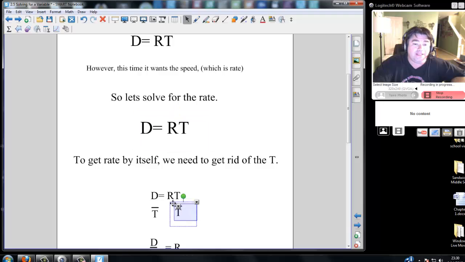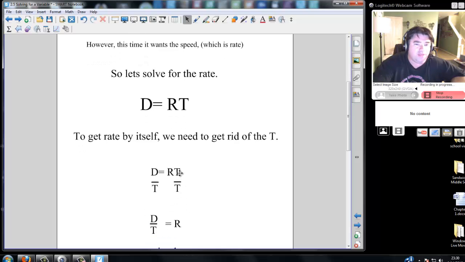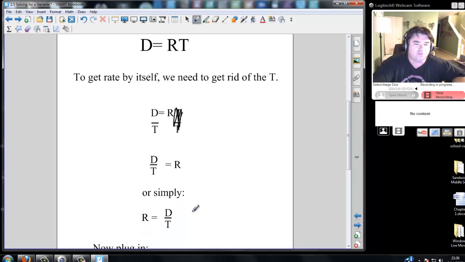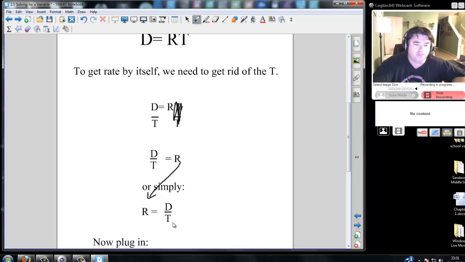Therefore, we'll divide by T. But if you divide by T on one side, we have to divide it on the other, because you have to have balance in an equation. Remember that when you have a times something and divide, it goes away, leaving the R. Over here, you still have the over T, which is fine. So D over T equals R. Or to simplify, R equals D over T.